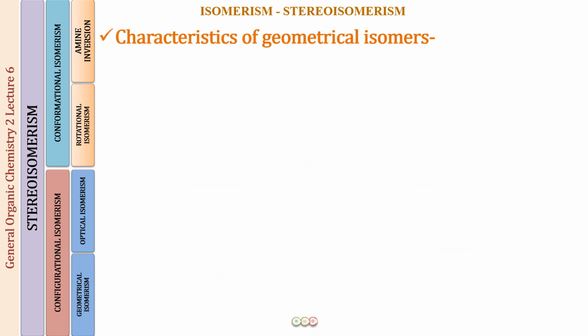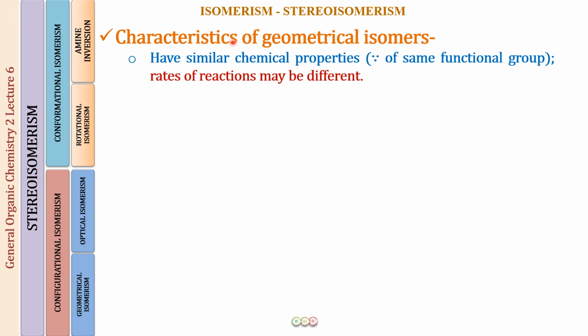So now let us sum up this discussion into the characteristics of geometrical isomers. The first thing, the geometrical isomers have similar chemical properties. Why similar? Because they have the same functional group. What will be different in these isomers? Well, the rate of the reactions will be different. But otherwise the chemical properties will be similar because of the same functional group.